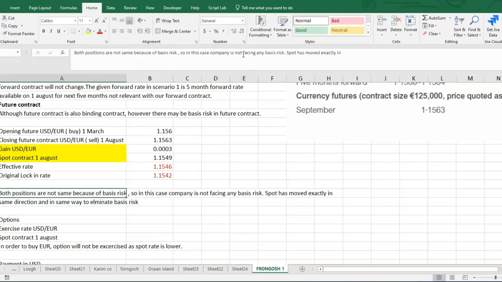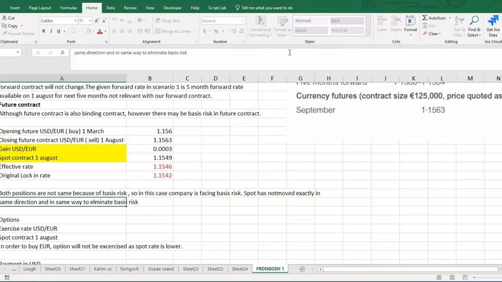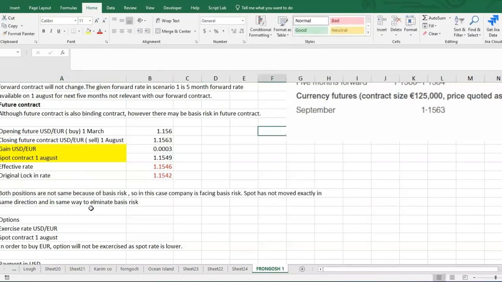So in this case, the company is facing basis risk. Spot has not moved exactly in the same direction and the same way to eliminate basis risk. Spot has not moved exactly in the same direction. So in this case, the company is facing a basis risk. Okay.